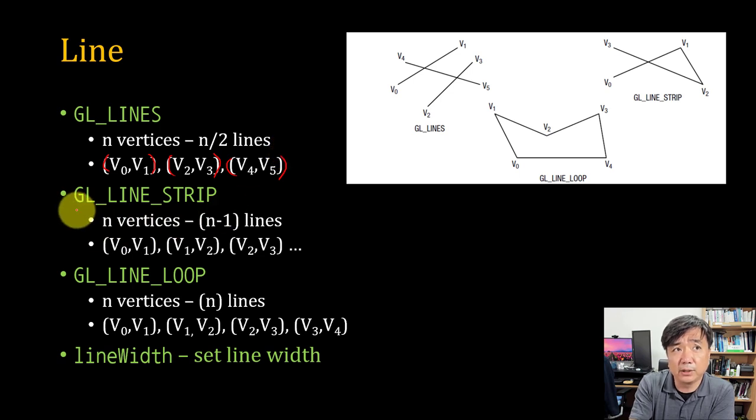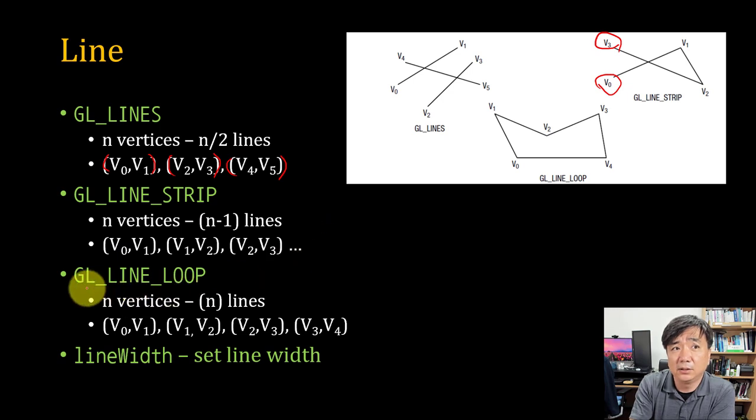The second mode is GL_LINE_STRIP. GL_LINE_STRIP makes connected lines. For example, V0, V1, V2, V3 are all connected, starting with V0 and ending with V3. So if we give n vertices, then n minus 1 lines will be created.